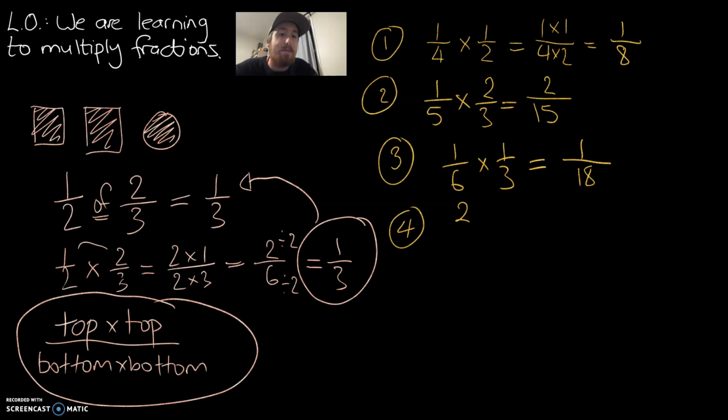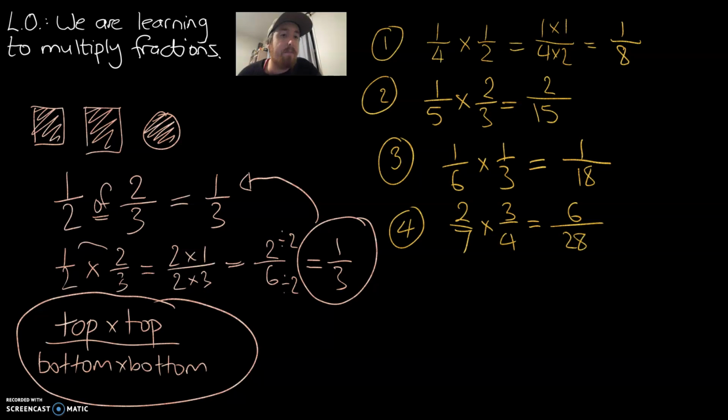So let's say we've got 2/7 times 3/4. Same rule applies. It's a multiplication, it's fractions. Top times top, well, that's going to be 6. Bottom times bottom, 7 times 4. Sometimes, if you're not sure, you can use your calculator. 7 times 4, well, that's going to be 28 according to my calculator.